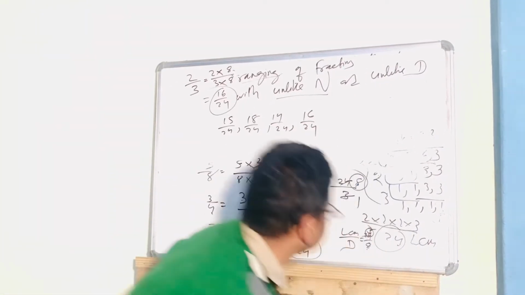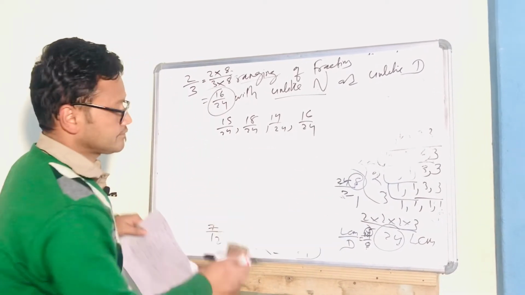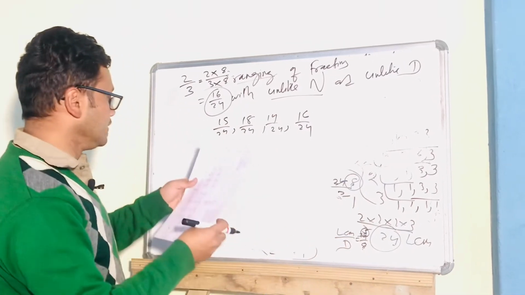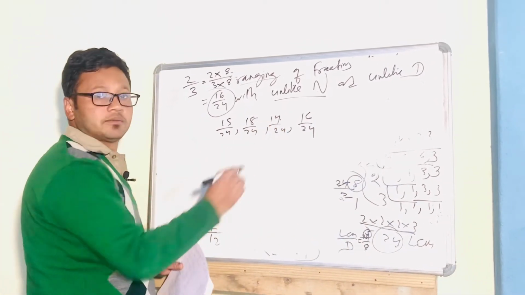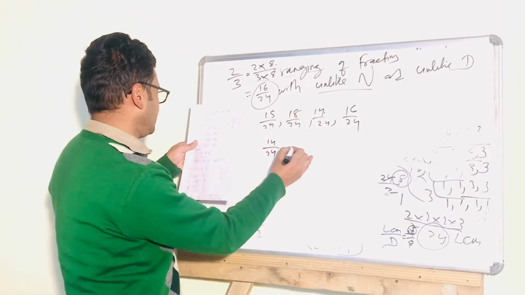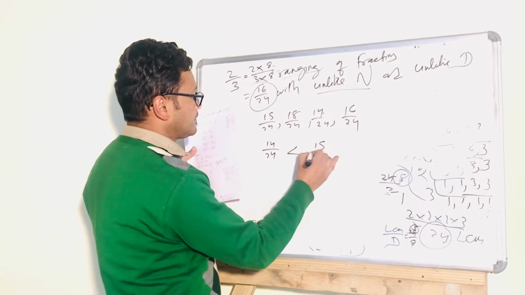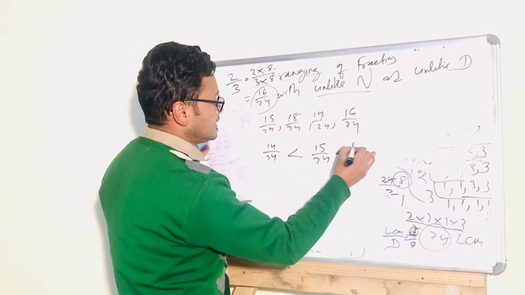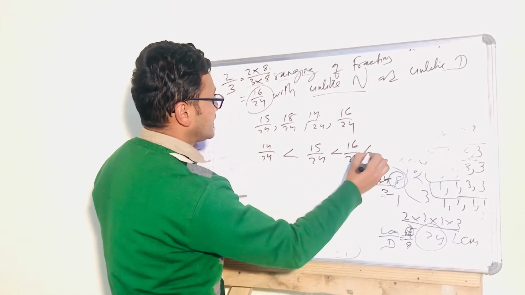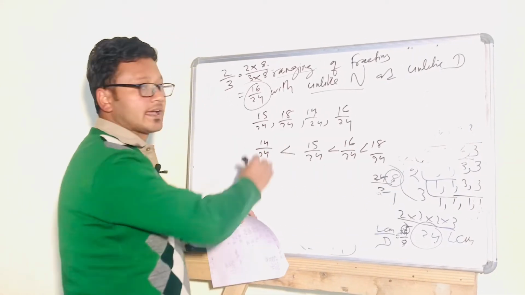Now we have to make it in ascending order. Okay, ascending means smaller to bigger. Okay, 14/24 is smaller, then again which one, 15/24, then 16/24, then lastly 18/24. This is in ascending order.